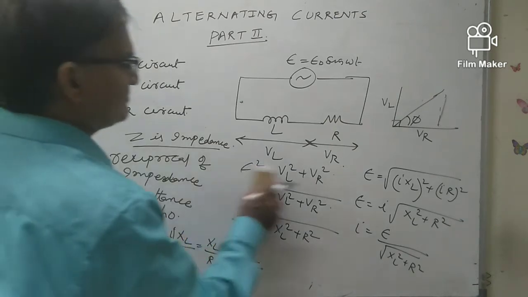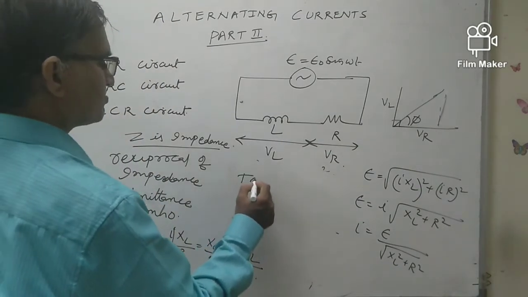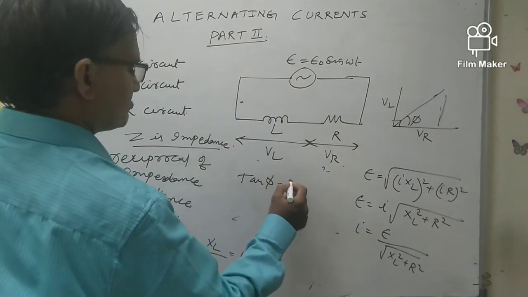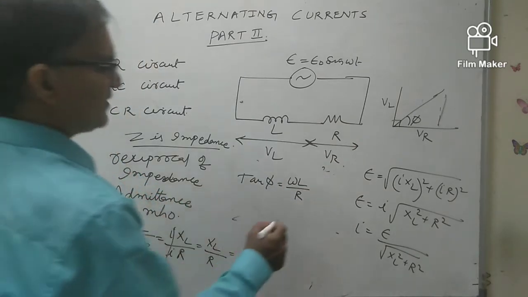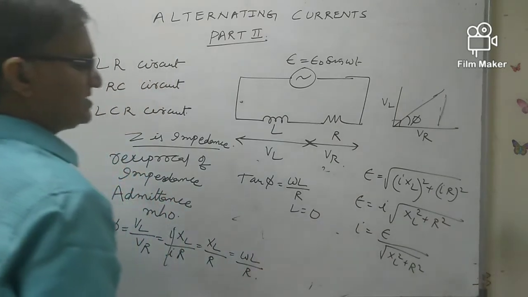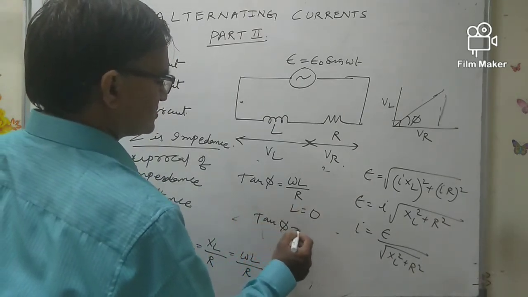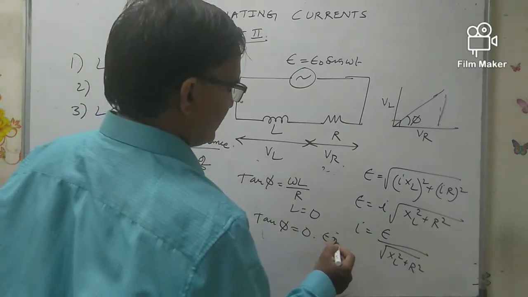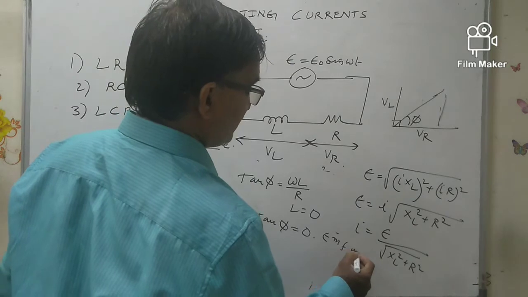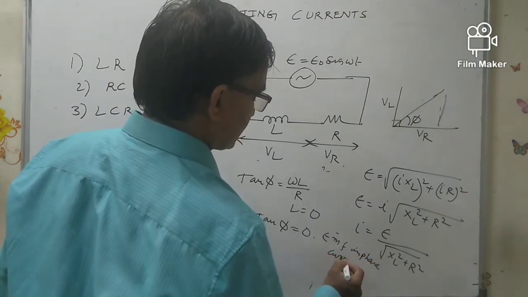Now tan phi is equal to omega L by R. Suppose L is equal to 0, that is, the inductance is 0. Then what do you get? Tan phi is equal to 0. In that case, the EMF is in phase with the current.